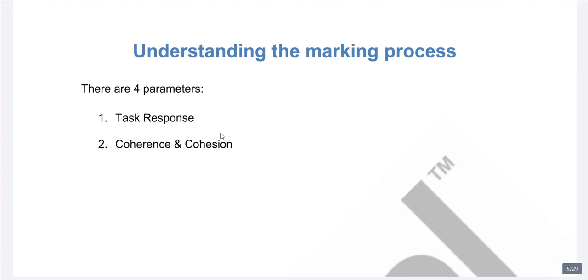Before looking at the question, we're gonna understand the marking process. We're gonna see how your essay is marked, how your essay is assessed, so that you can know what to do to get your desired band score. There are four parameters on which your essay is assessed. First, task response, coherence and cohesion, lexical resource, grammatical range and accuracy.